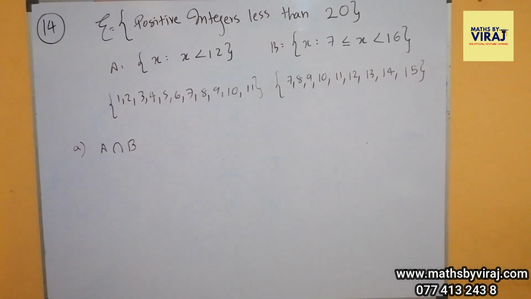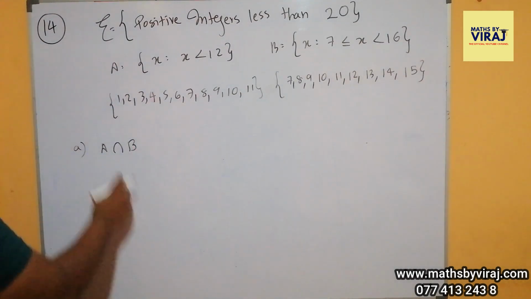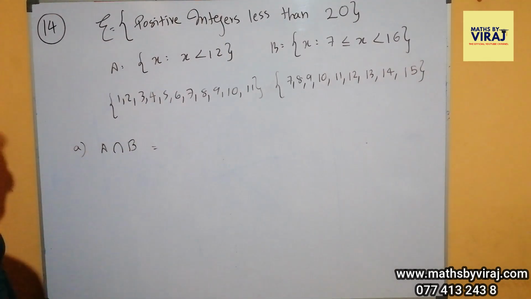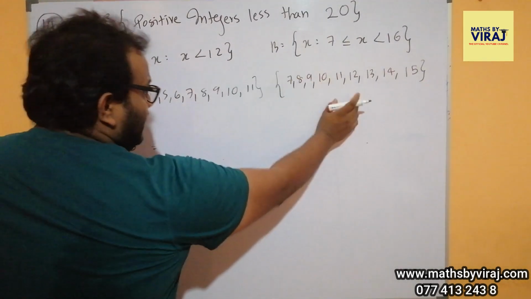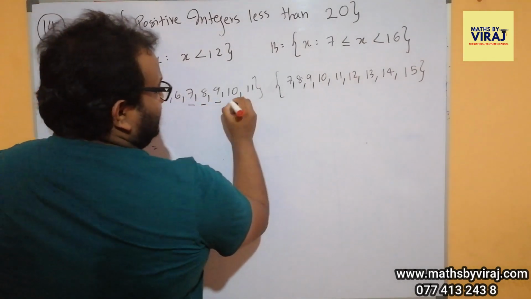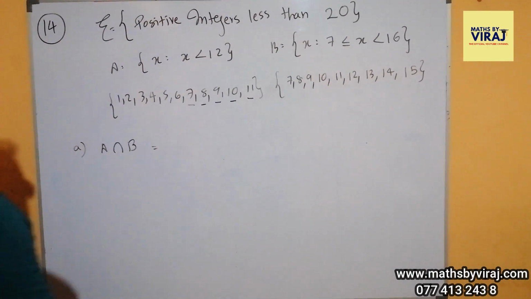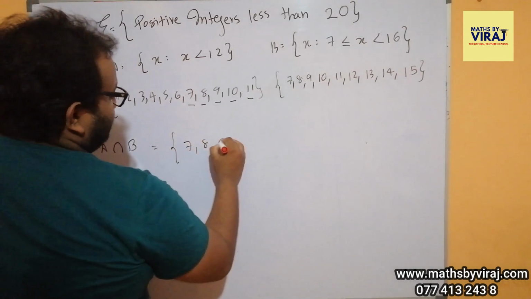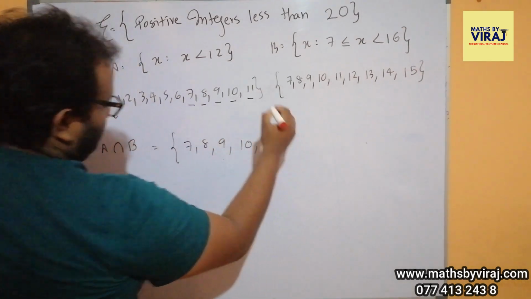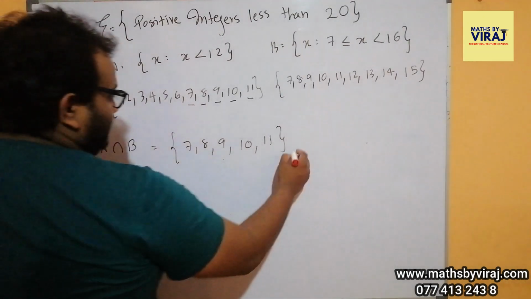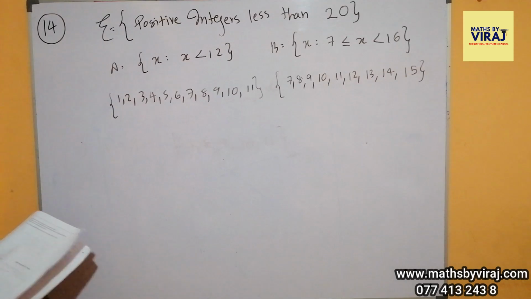Here the first question they have asked, A intersection B. So what are the common numbers that are in set A and in set B? It's pretty easy: 7, 8, 9, 10, 11. Therefore, the common elements of set A and set B are 7, 8, 9, 10 and 11. So the answer for part A, A intersection B, is 7, 8, 9, 10 and 11. Right, children.